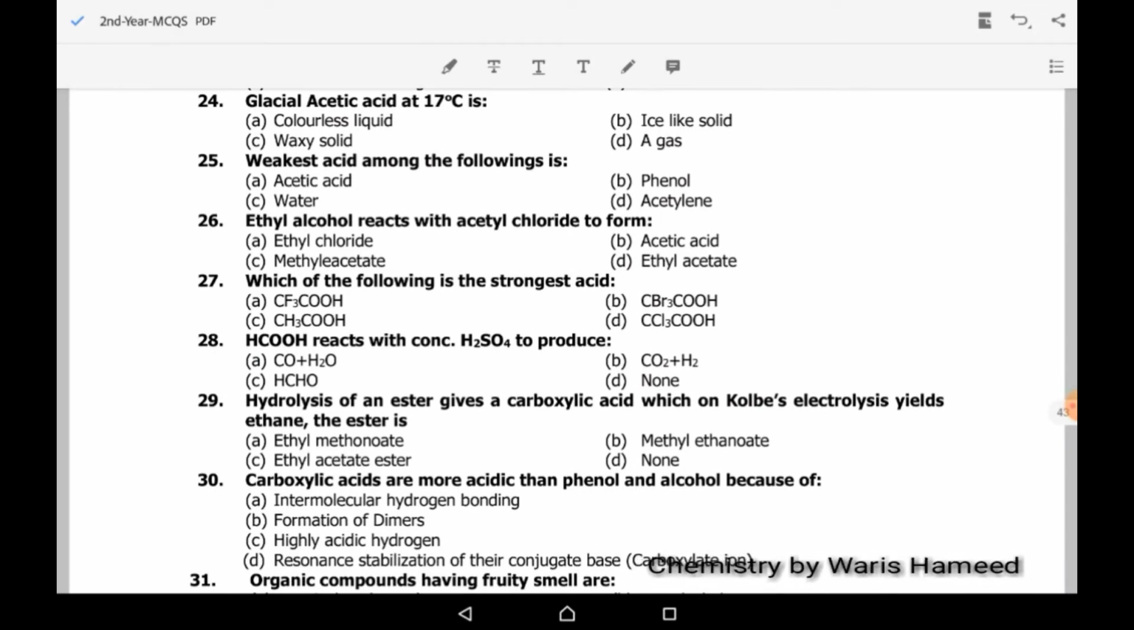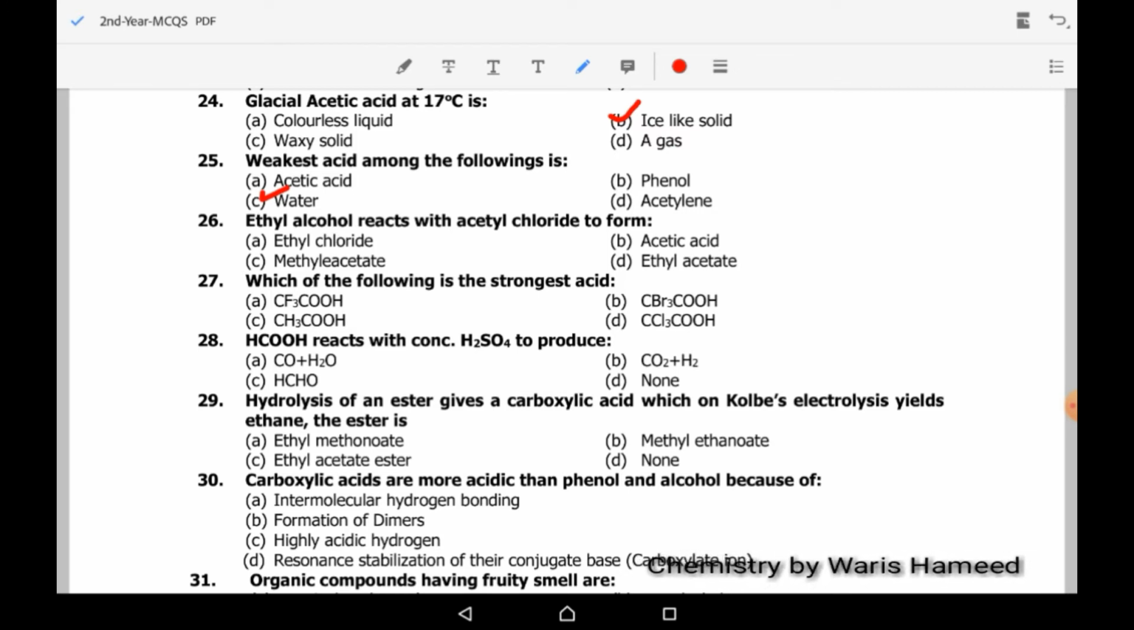It is actually acetic acid in the form of solid, and its correct option is B. 25 MCQs. Weakest acid among the following is it's water. Water is the weakest acid among these.